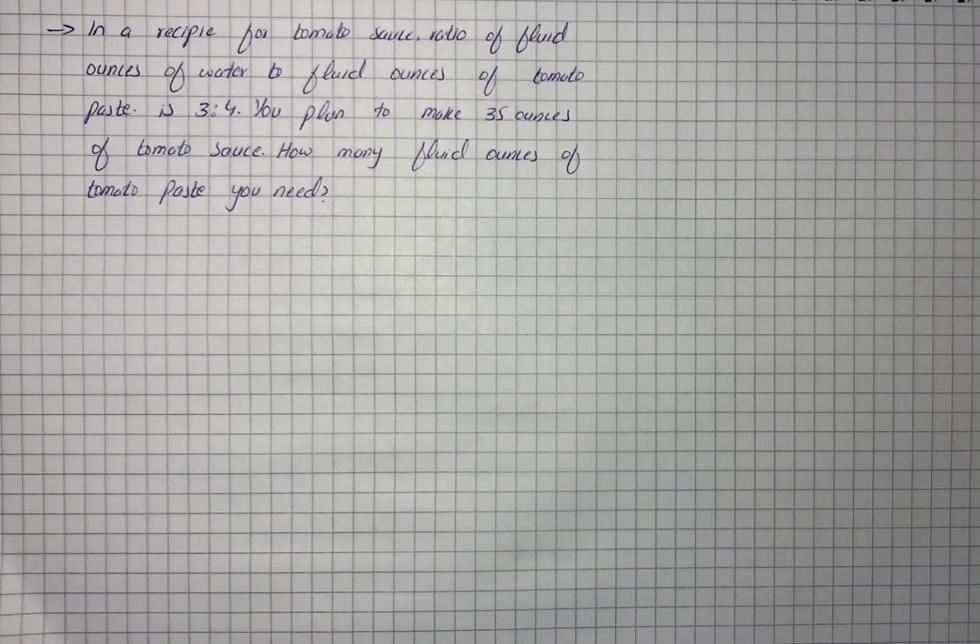The question says, in a recipe for tomato sauce, the ratio of fluid ounces of water to fluid ounces of tomato paste is 3:4. You plan to make 35 ounces of tomato sauce. How many fluid ounces of tomato paste do you need?